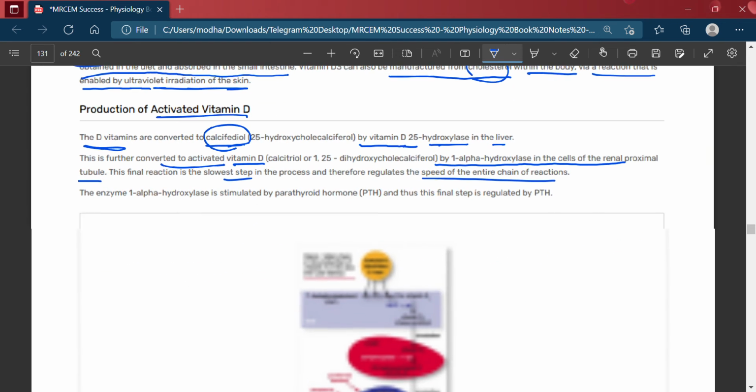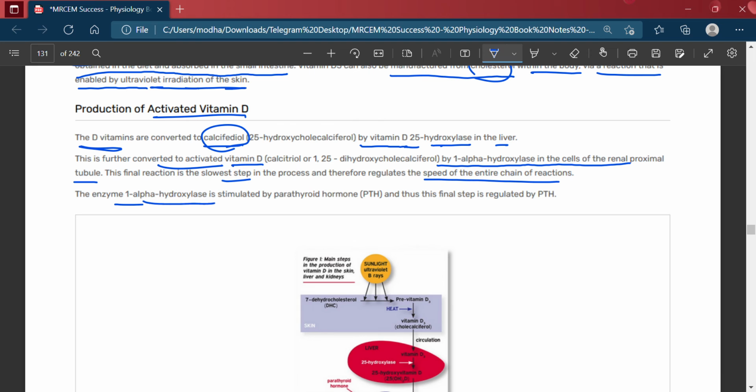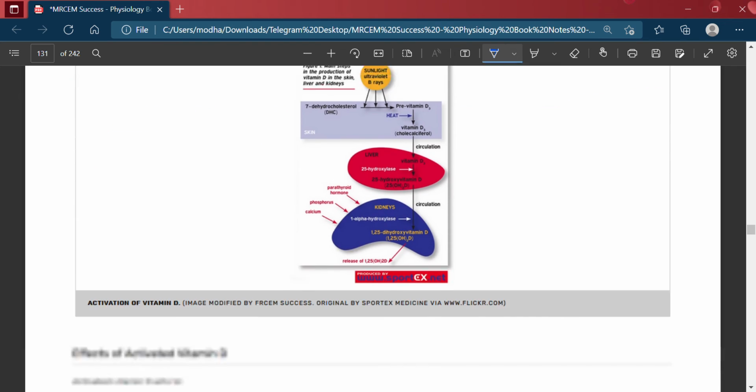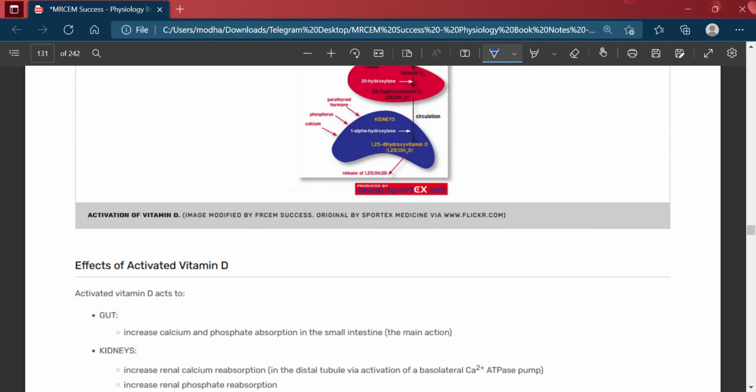The enzyme 1 alpha hydroxylase is stimulated by the parathyroid hormone, and thus this final step is regulated by the parathyroid hormone. Now, the effect of activated vitamin D.